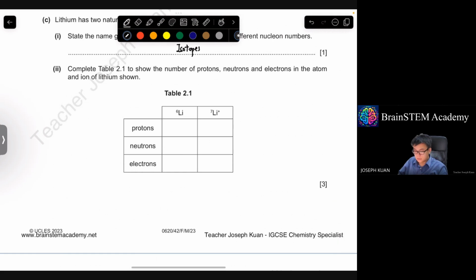Next, complete the table to show the number of protons, neutrons, and electrons in the atom and ion of lithium shown. Now, lithium is element number 3. That means that they have 3 protons. Neutrons, just take the big number, the mass number, minus proton number. So one is 3, one is 4.